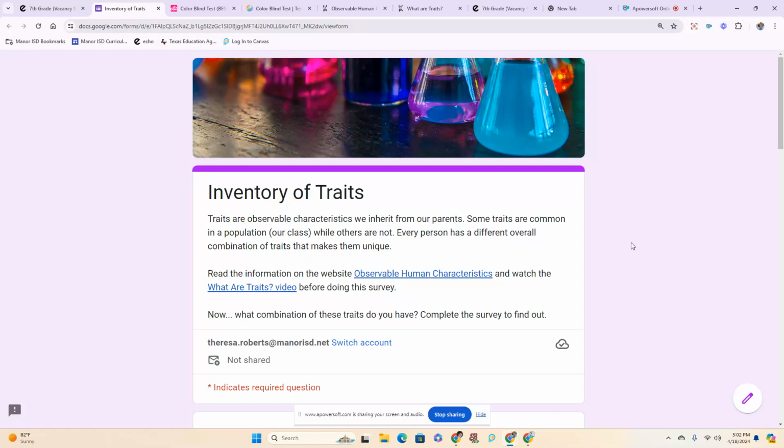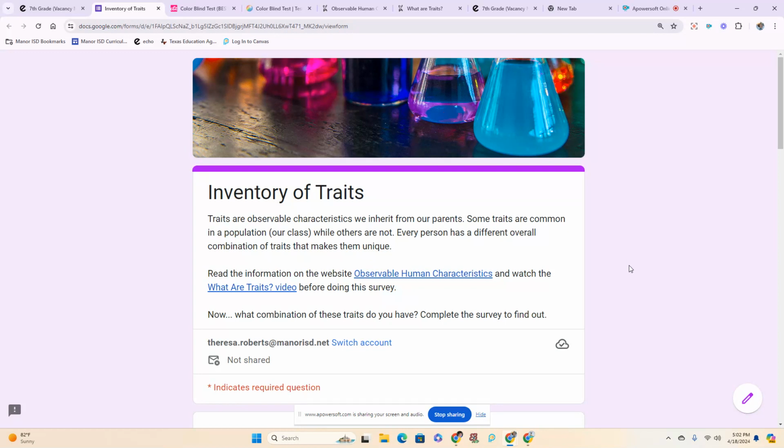Today, you are going to do a lab where you're going to take an inventory of traits and then compare that to your classmates. So it's very important that you wait to do the second part of this after we've gone through this whole Google Doc. If you try to jump ahead and answer questions, it's not going to work out correctly. So just do this along with me.